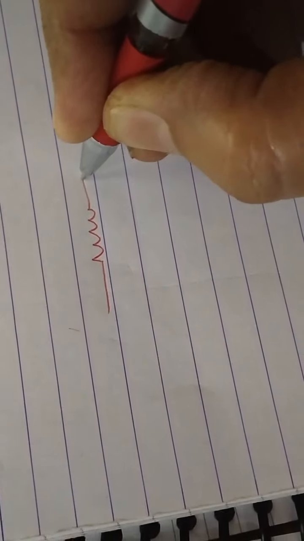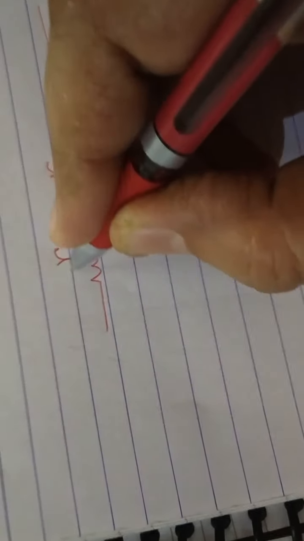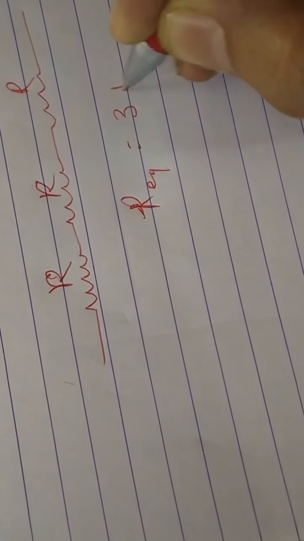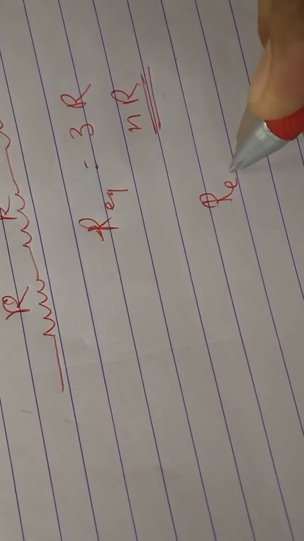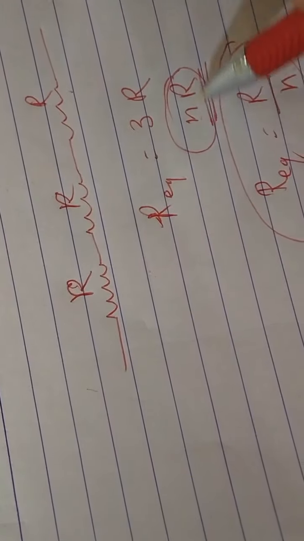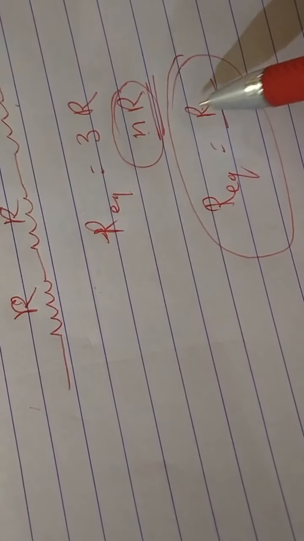resistors are connected in series, say R, taking it as capital R, the equivalent resistance will be nR. If n identical resistors are connected in series, then nR, and if n identical resistors are connected in parallel, then the equivalent resistance will be R upon n. This already we have discussed.